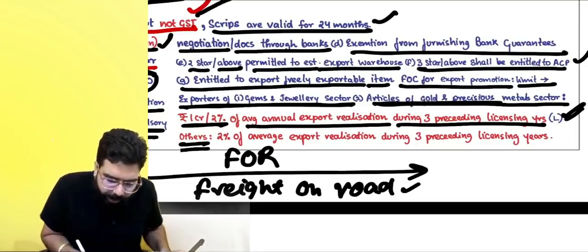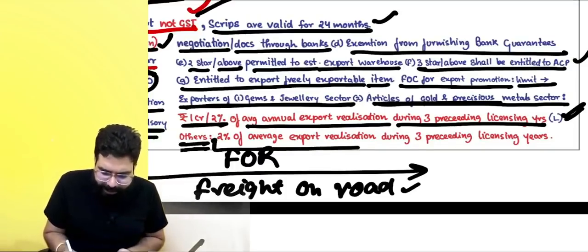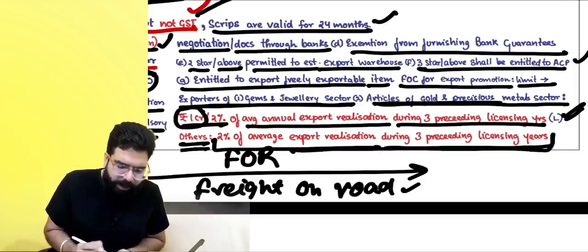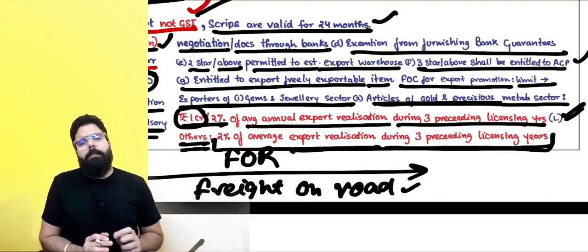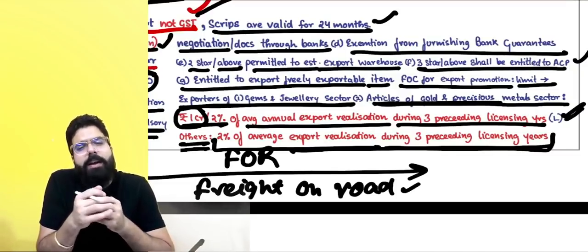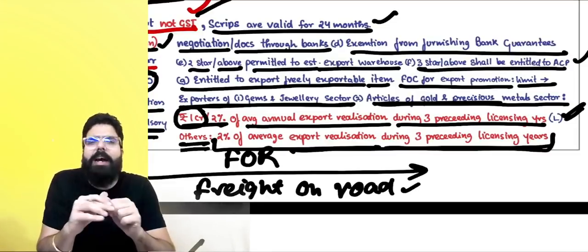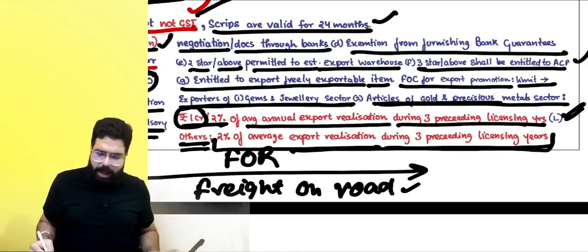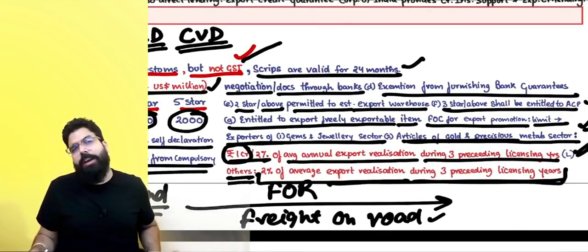Then any other people like us who are not gems and jewelry, then 2% of the export realization during the preceding 3 license years. Only in case of gems and jewelry, they have fixed 1 crore as the limit. In any other case, they have told 2% of your export realization during the 3 preceding license years, the last 3 years, you have to see the average of that 2%, means whatever you have realized, 2% of that amount will be allowed as FOC. You can send those samples free of cost.